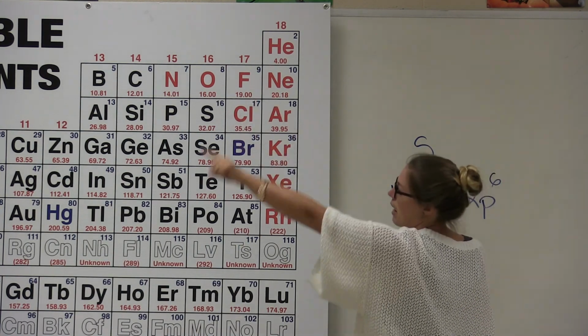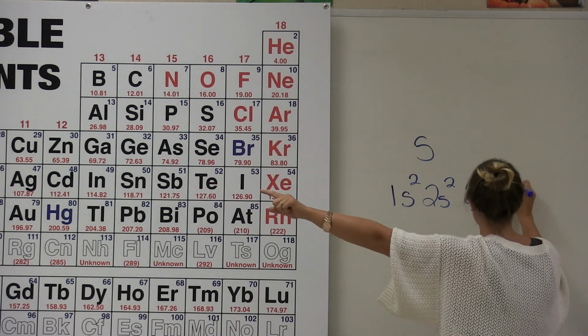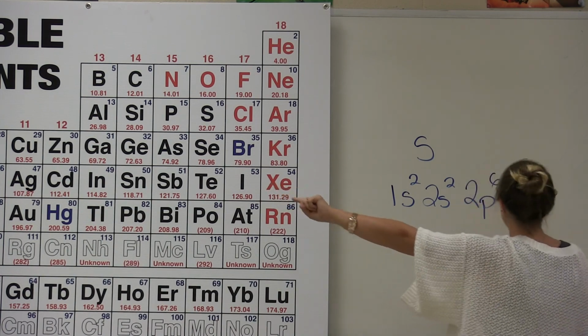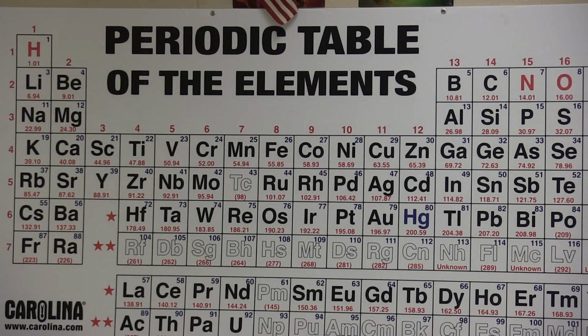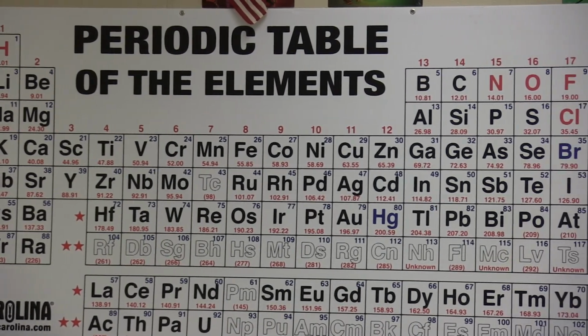Now we're going to jump down to the 3rd energy level. So we're going to jump down to sodium. Sodium, we're in the 3s column. We fill both of those. There's only 2 electrons there, so 3s2.